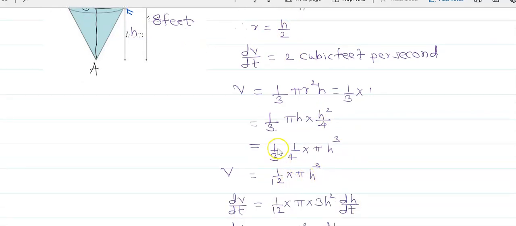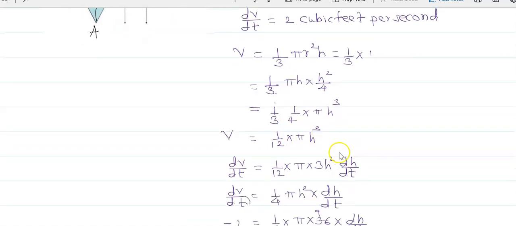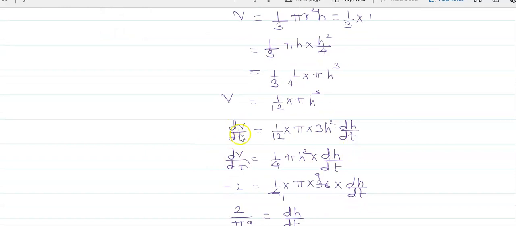That is equal to 1 by 4 into 1 by 4 into pi h cube. That is, V is equal to 1 by 12 pi h raised to 3. Now differentiate this with respect to t. dV upon dt is equal to 1 upon 12 pi, 3h square into dh upon dt.